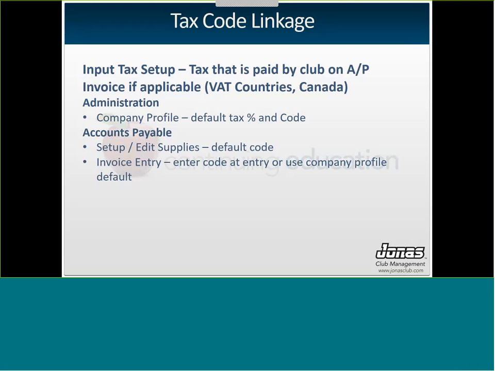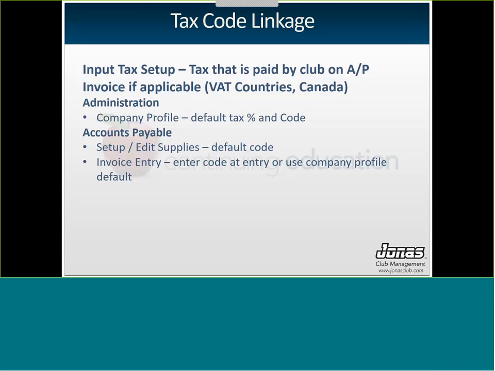So once you have your tax code set up for sales, you want to go ahead and attach your tax codes for your input tax. So this is tax that is paid by the club on AP invoices. The first spot that you'll want to put that in is under administration in your company profile. And this is where you'll attach your default tax percentage as well as the code.